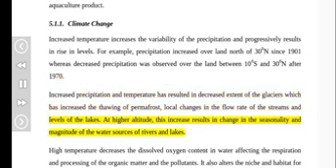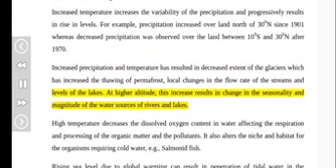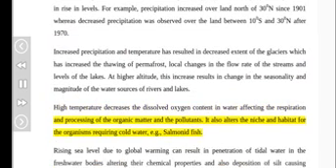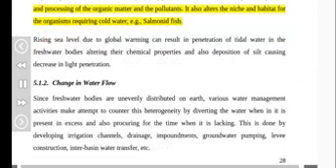At higher altitude, this increase results in change in the seasonality and magnitude of the water sources of rivers and lakes. High temperature decreases the dissolved oxygen content in water, affecting the respiration and processing of the organic matter and the pollutants. It also alters the niche and habitat for the organisms requiring cold water, e.g., salmon and fish.